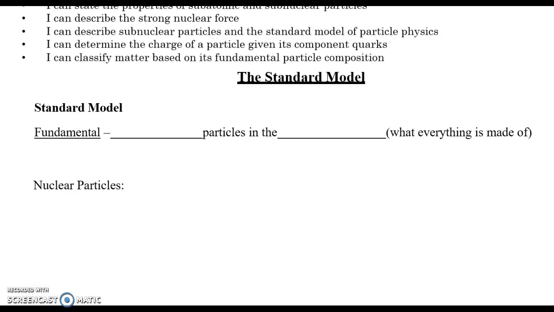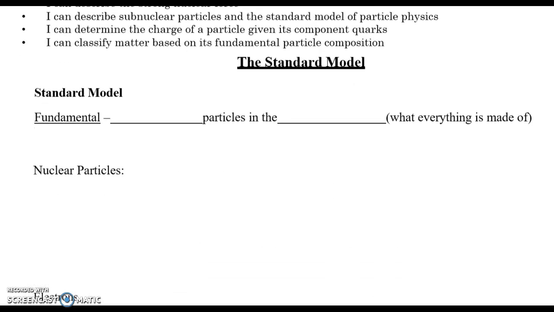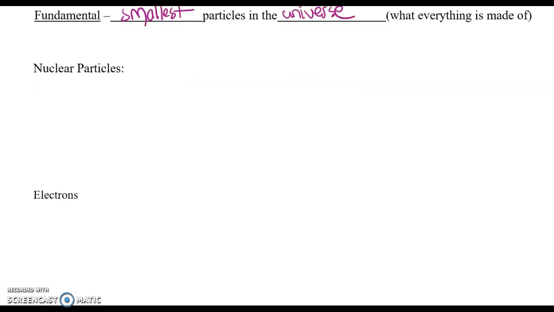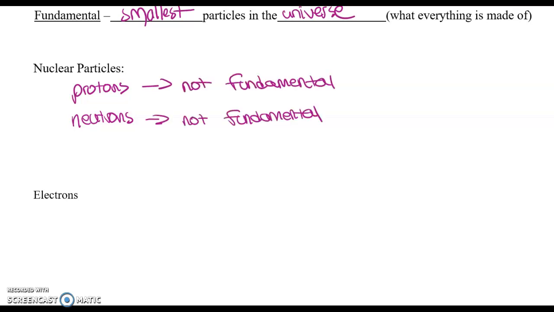And we'll do some more specifics of the Standard Model later on, but it basically just describes all particles, right? So it describes why the atom exists in the protons and the neutrons, and it also says that there exist fundamental particles, and these are the smallest particles in the universe, what everything else is made out of. So we have our nuclear particles of our protons and our neutrons. Those are both not fundamental. These we're going to see later on are both made up of other things.